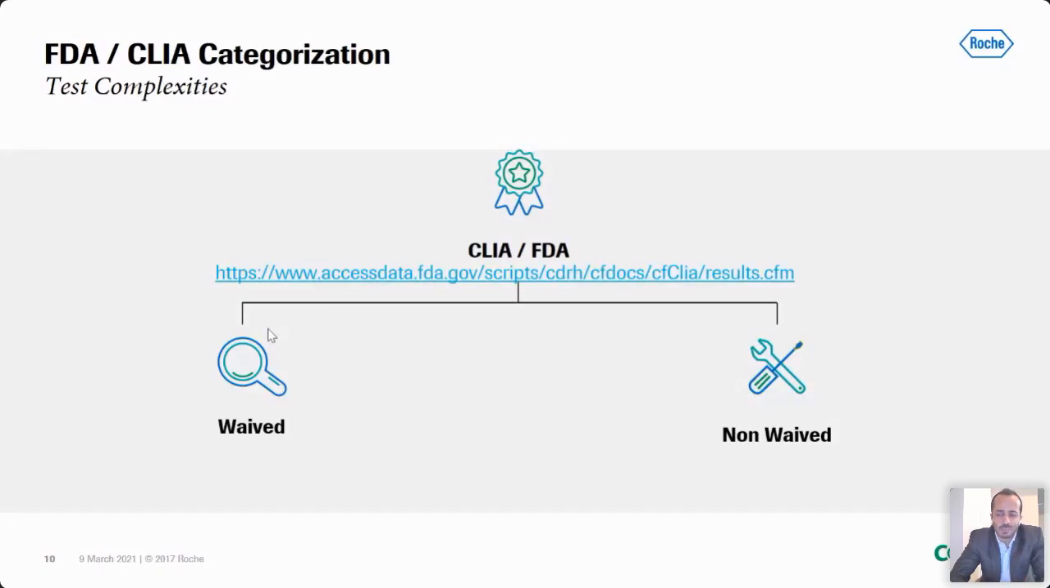When we talk about waived, we are looking at a less complex device without a major impact on patient safety. Patients can operate or use the device by themselves. This is basically like the old generation of the Accu-Chek testing for blood glucose. It's waived, patients can use it. It's not high complexity, without any critical impact on patients.